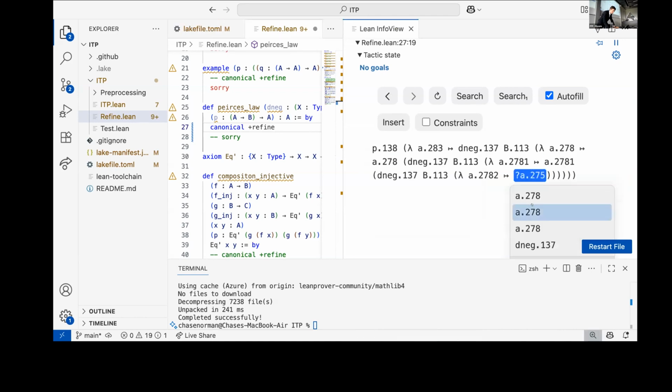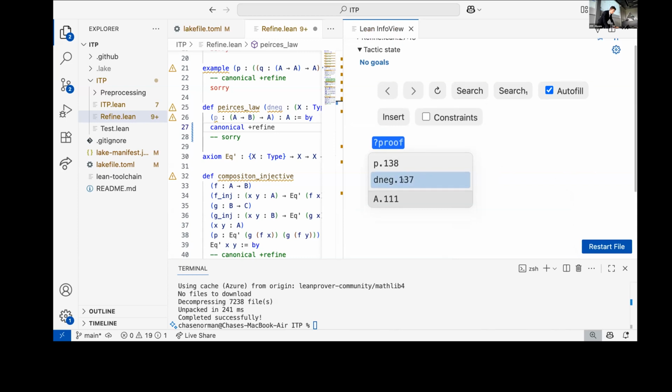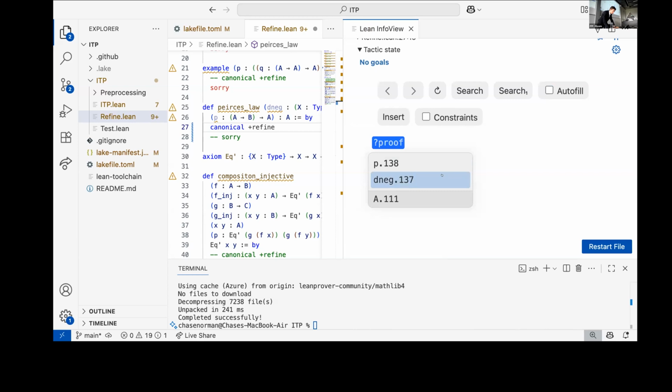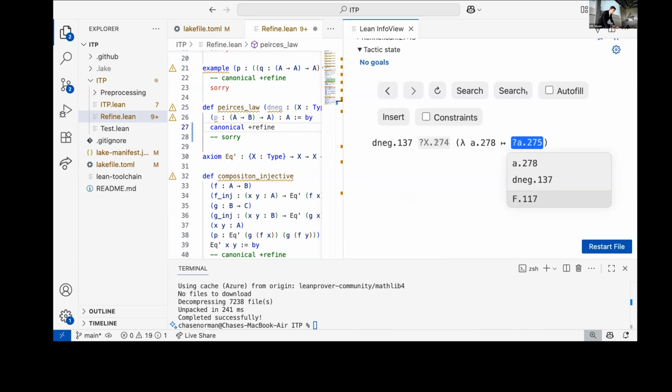This is not going to work. It's going to be an infinite branch. But double negation elimination is going to work. I'm actually going to turn off this autofill here. So when we call double negation elimination, there are two metavariables that are created.